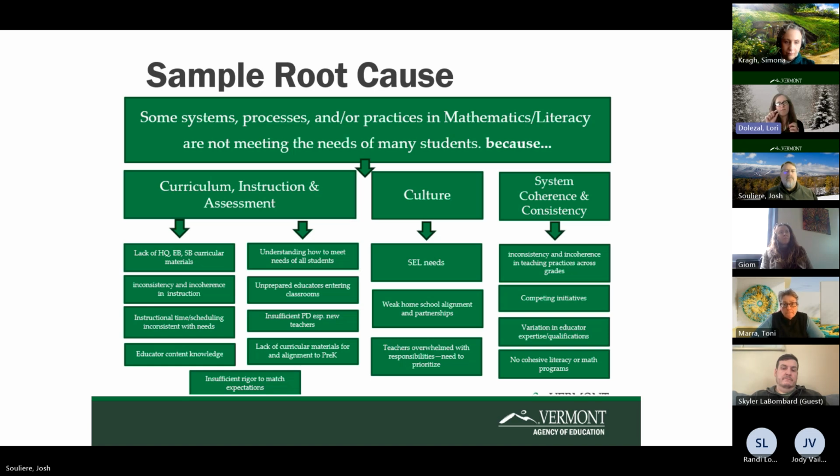And the top row, curriculum, instruction, assessment, culture, and system coherence and consistency, are broad categories that came up in this particular causal analysis that we did with people as those main categories, and then the finer grain causes are included below. It's important to keep those categories in mind because they will be the drivers in your driver diagram that we'll talk about in a few minutes. The drivers toward the goals that you create, and then select change ideas based on those drivers and root causes.